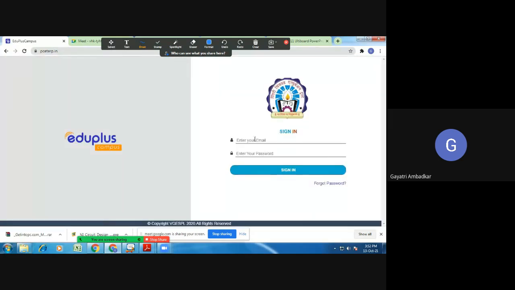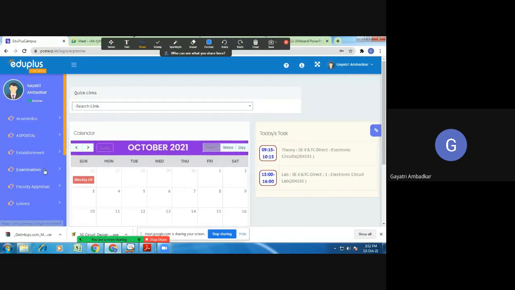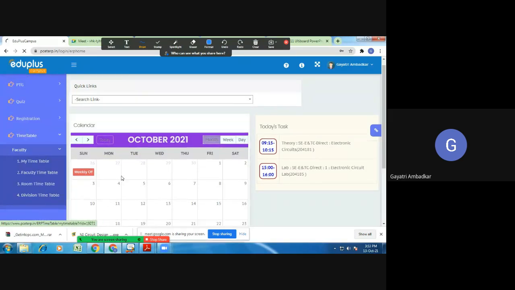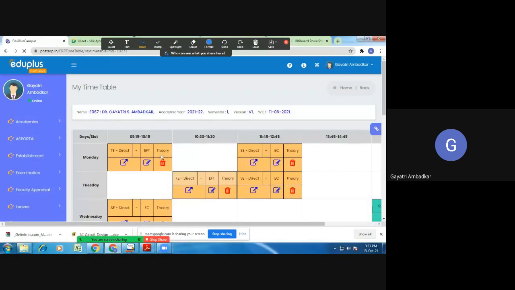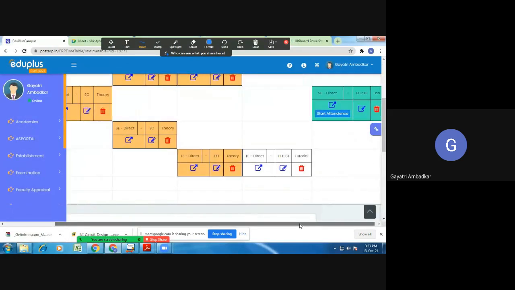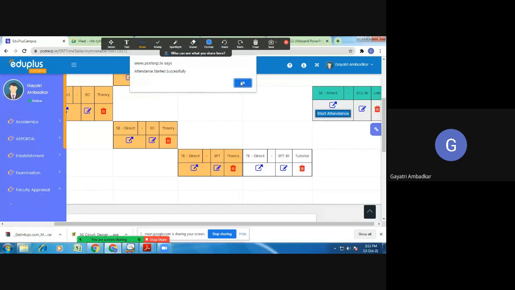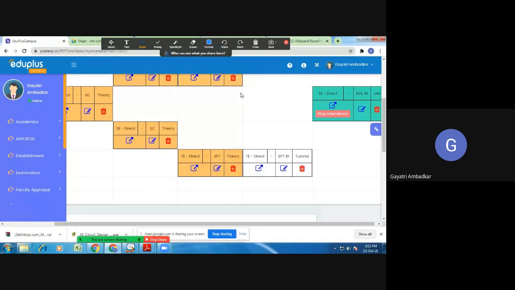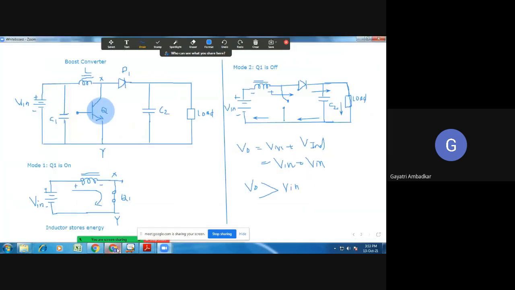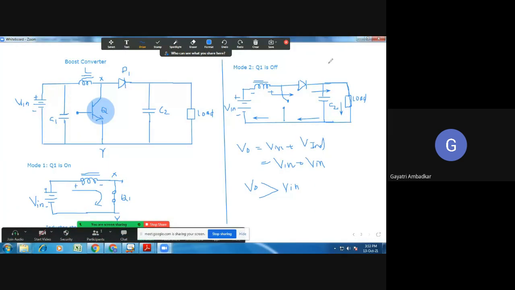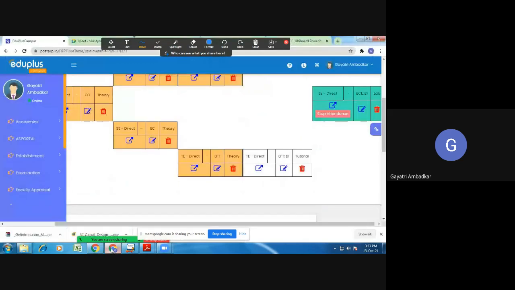And starting attendance. Please mark your attendance. Can you see the attendance tab? Please mark your attendance.